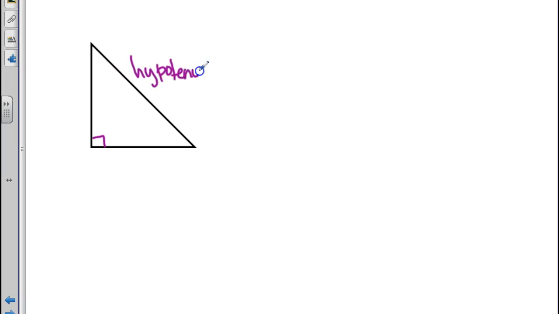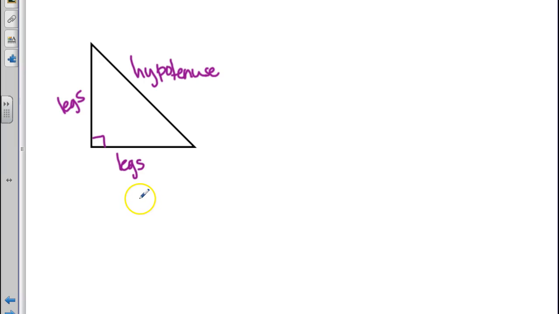First of all, go ahead and draw a right triangle, and let's label that bad boy. So I have a right triangle. Here's my right angle. This is called the hypotenuse, and these are the legs of the right triangle. Legs do not have to be congruent to each other. If they are, then it's an isosceles right triangle, which is kind of a cool thing.